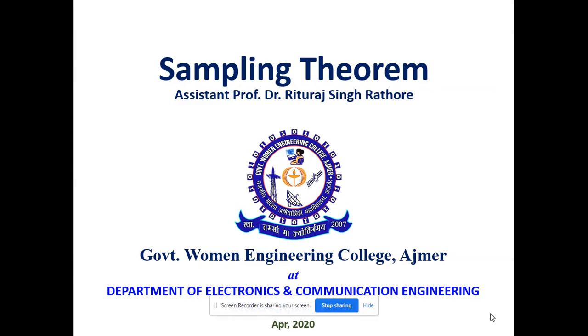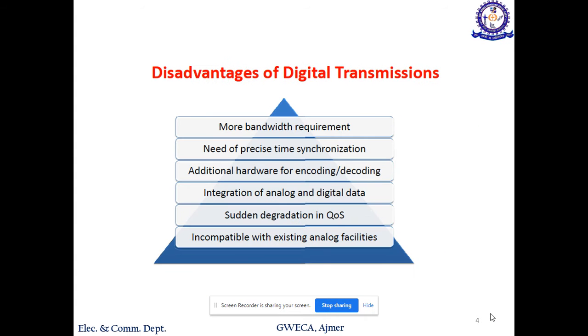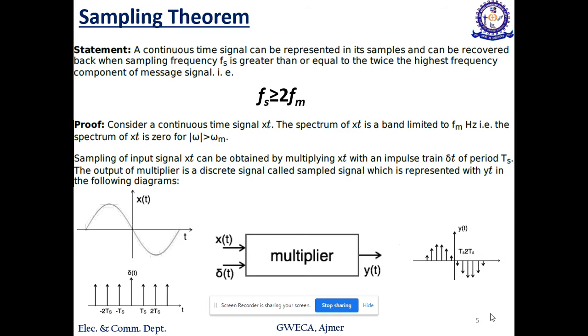Good morning, students. In the previous class, we learned about the basics of the sampling theorem. We learned about the importance of sampling in the communication system, that is, the conversion of a continuous-time signal into a discrete signal. What was the sampling theorem?